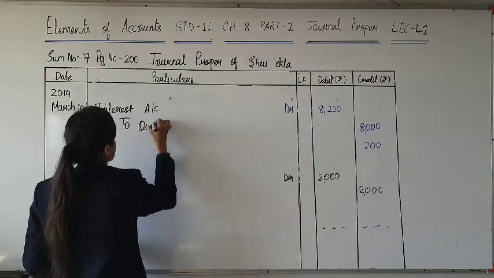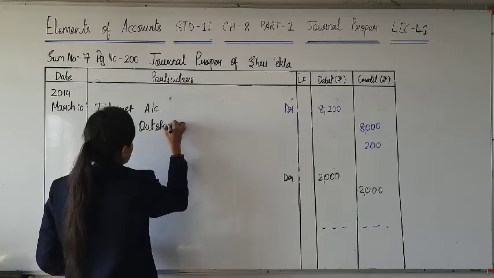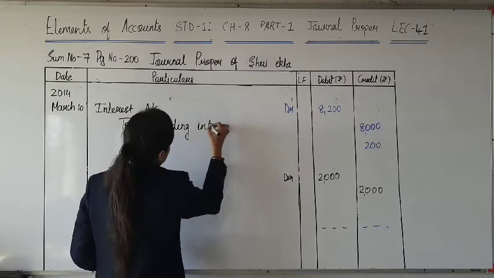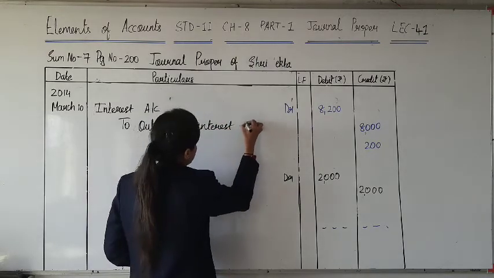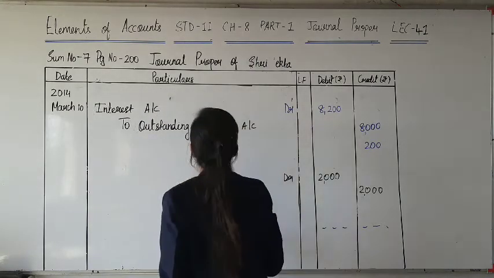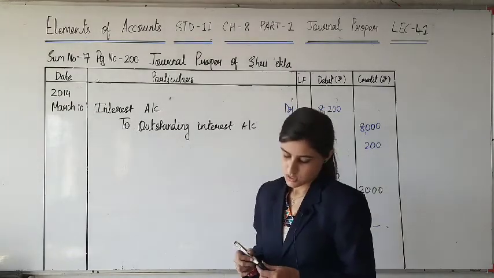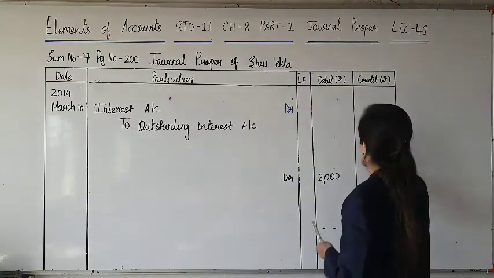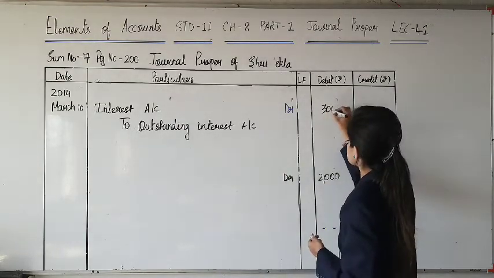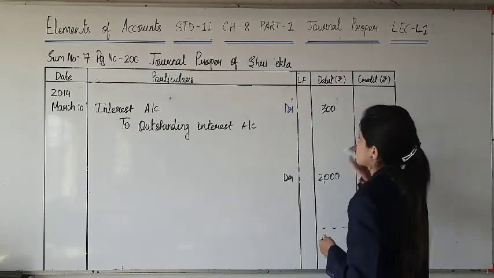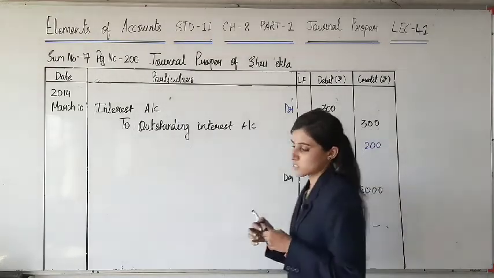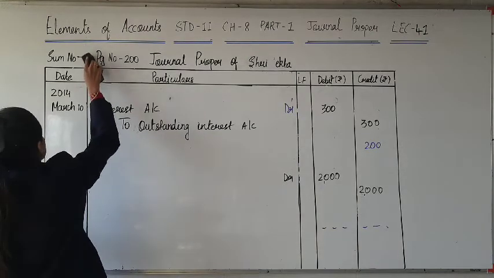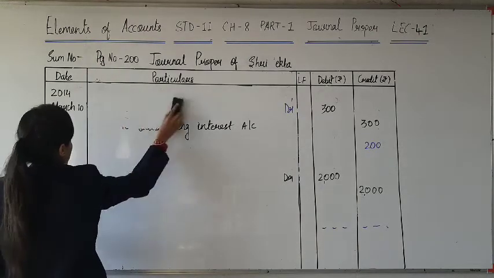So to outstanding interest account. All right, respective amount 300 in debit as well as credit. That's all. We have completed sum number 7, and now we are going to start with sum number 8 quickly, and then our chapter is complete.